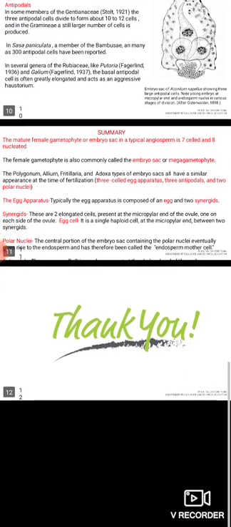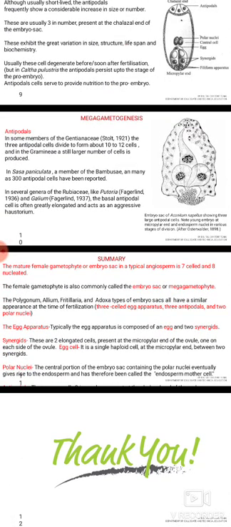The egg apparatus consists of an egg surrounded on either side by synergids, and the central region is occupied by the polar nuclei.